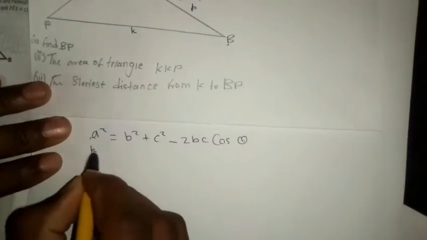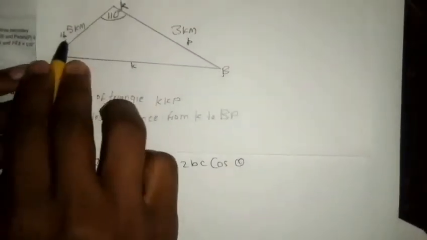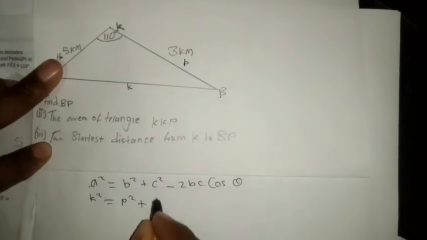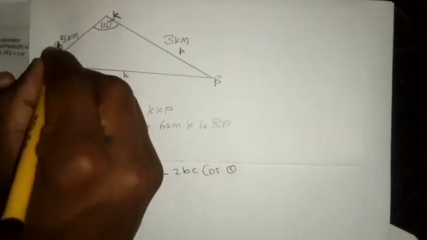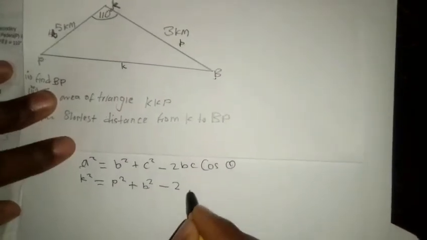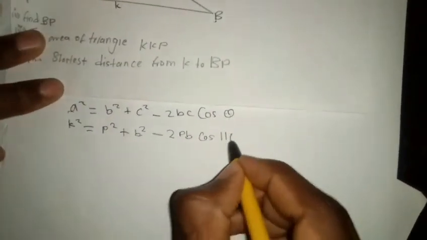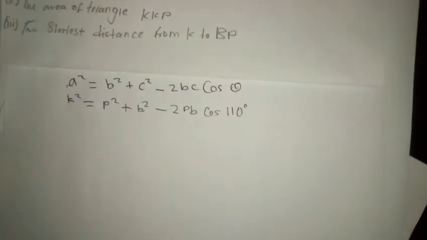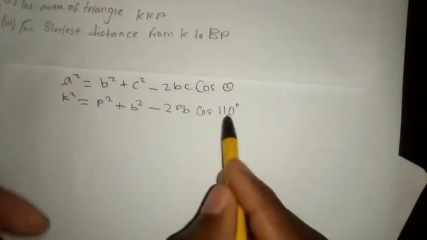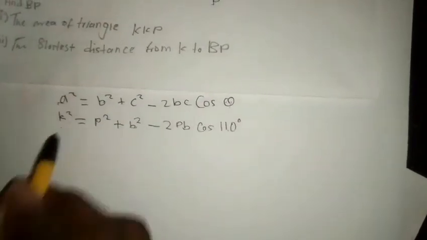Now our k here is the distance we're finding, so it's going to be written as k squared equals p squared, plus b squared, minus 2pb cos 110 degrees. Now, when you reach this point, you can replace the cos theta in advance. But when you reach this point, you now replace.